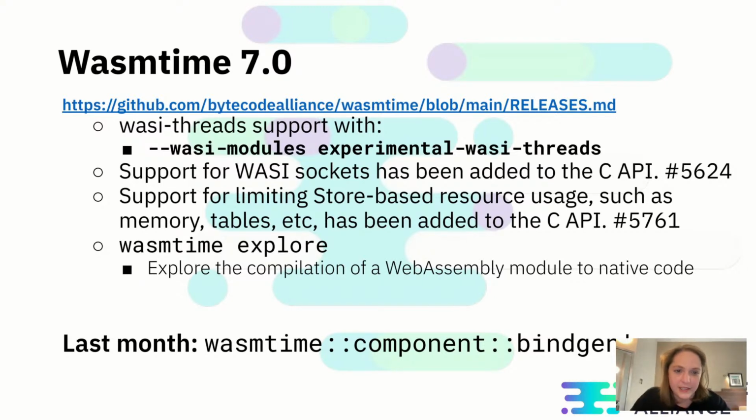But there were several other changes that landed over the past month for Wasmtime 7.0, including WASI sockets being added to the C API. Actually, there are a lot of things added to the C API, being able to add different types of limits to our stores. But also one other cool feature, which is Wasmtime Explorer.